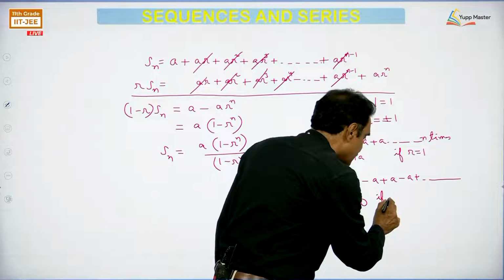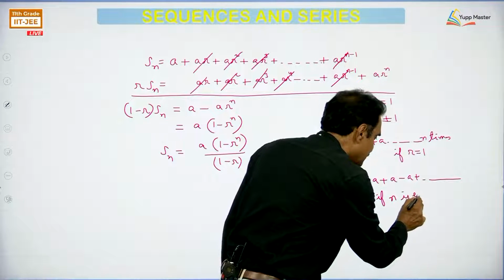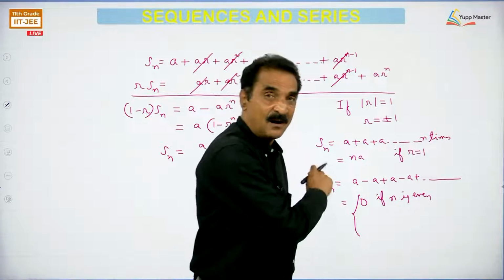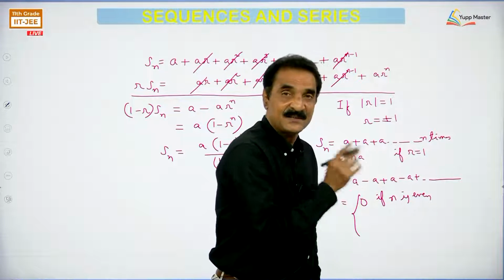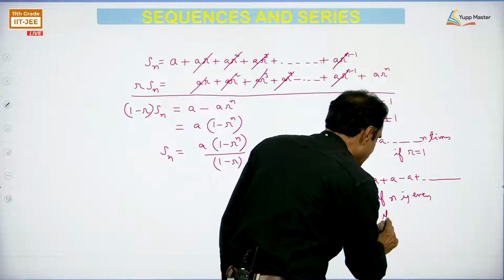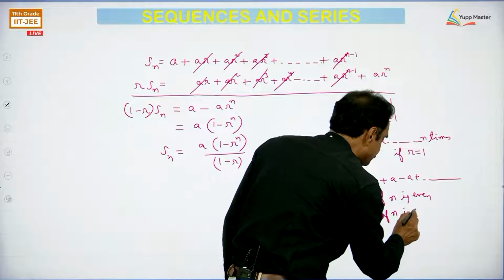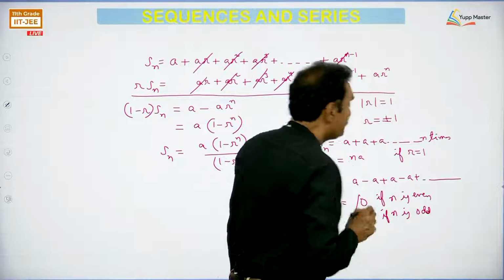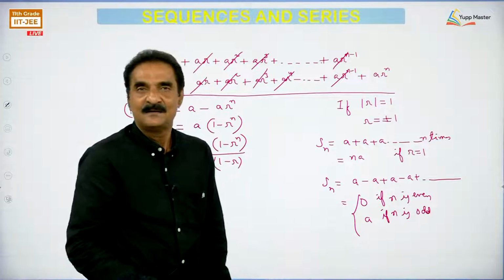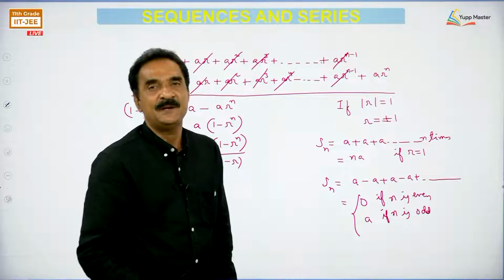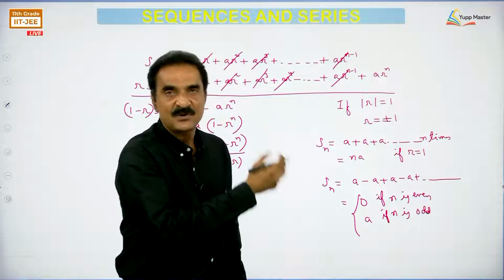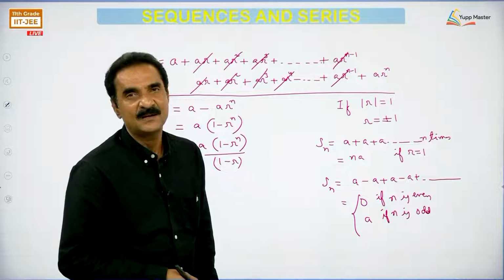If n is odd, then after cancelling plus A's and minus A's, 1 plus A will be remaining. So the sum will be plus A if n is odd. Alright. But usually we don't consider these cases. When 3 numbers are said to be in GP, then we assume that common ratio is not equal to 1, mod R is not equal to 1.